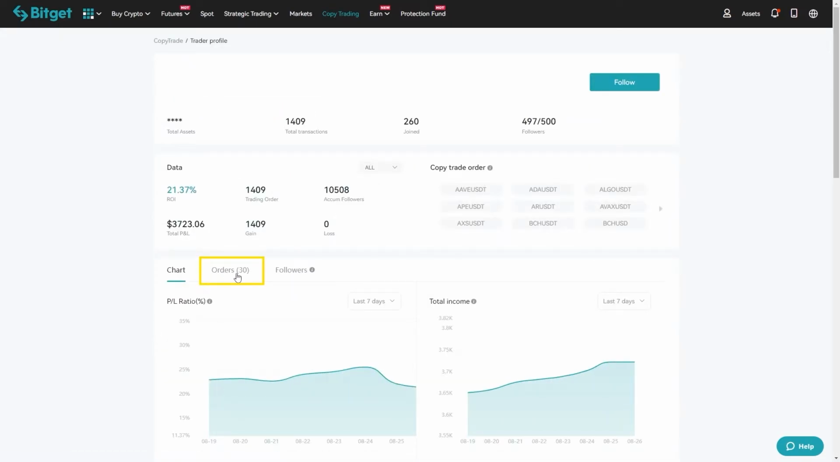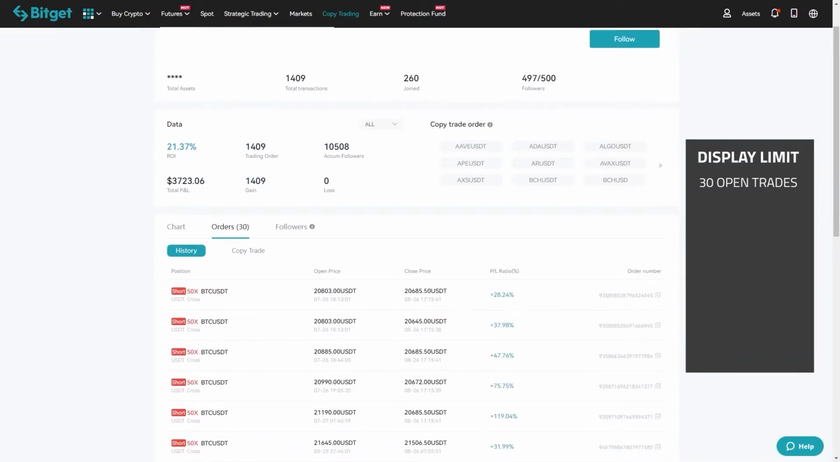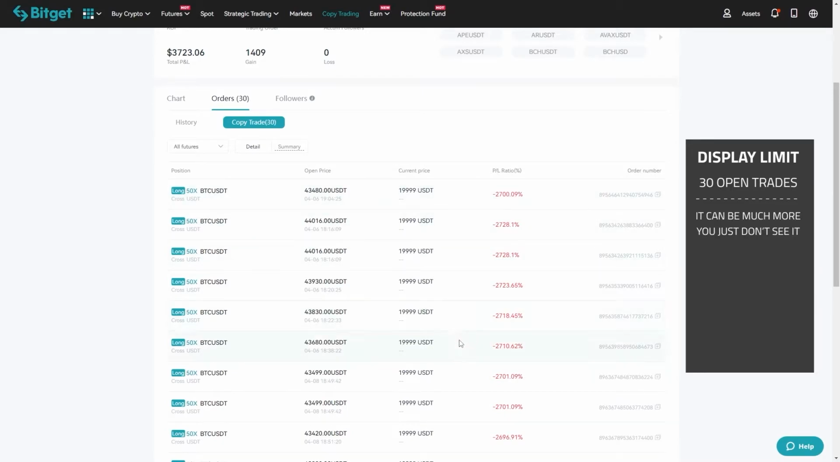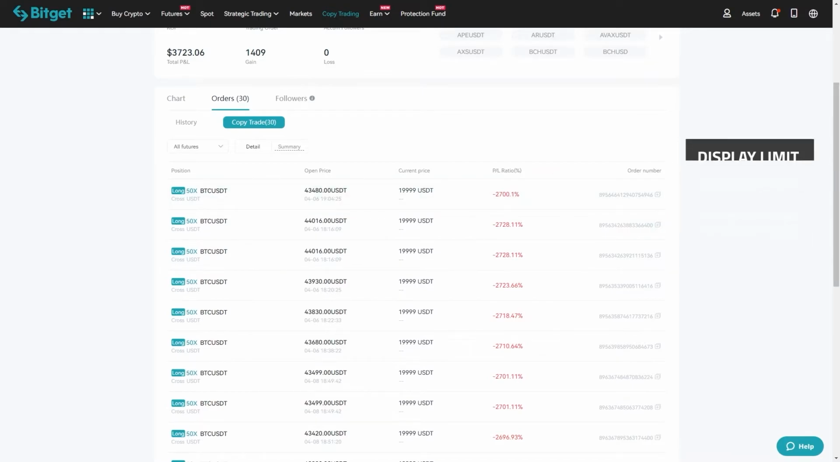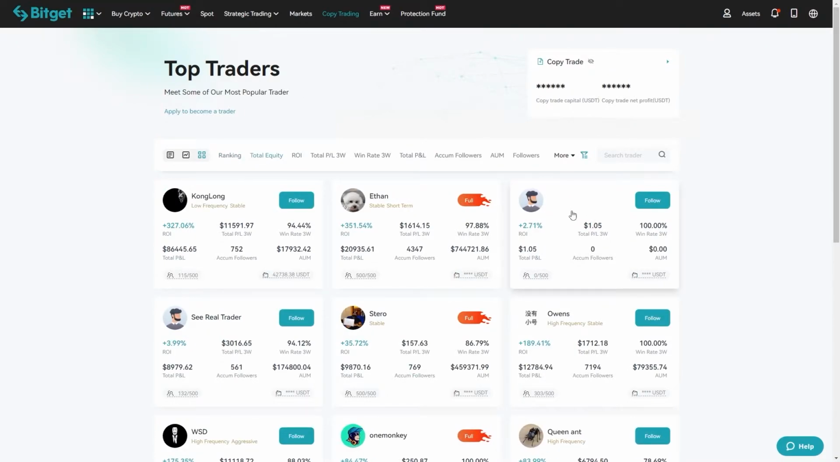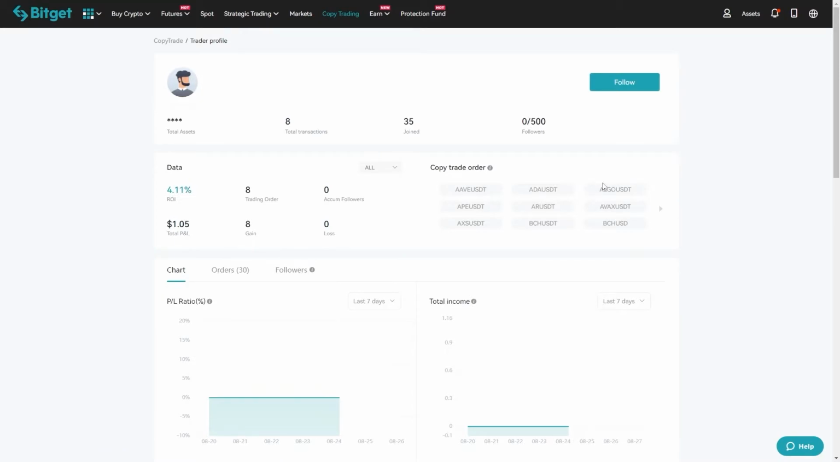An important thing to remember is that Bitget has a display limit of 30 open trades for each trader. So whenever you see the number 30, you can be pretty sure that in reality the number of open trades is much more. Another example, just out of curiosity, this trader is number 3 based on his equity size, also with a 100% win rate. Even though his asset value is hidden, I can make a rough guess that he probably has around $30,000 in his account, and I'm wondering how he handles his trades.